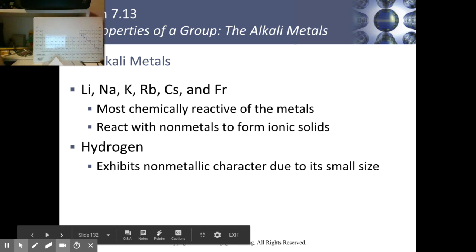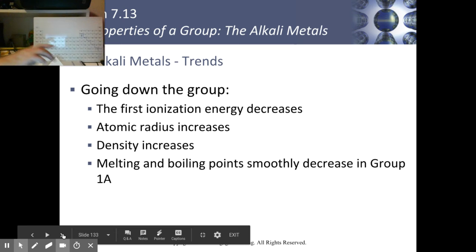The alkali metals are lithium, sodium, potassium, rubidium, cesium, and francium. They are the most chemically reactive of the metals. They react with nonmetals to form ionic solids. Hydrogen exhibits nonmetallic character due to its small size. Going down the group of the alkali metals, the first ionization energy decreases, the atomic radius increases, the density increases, and the melting and boiling points smoothly decrease in group 1A.